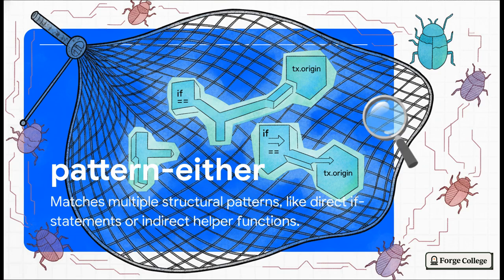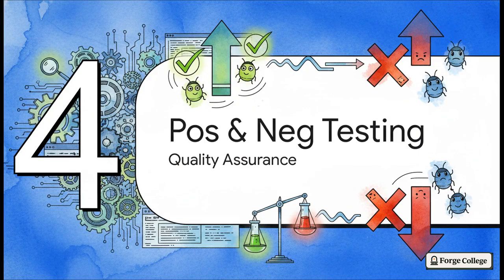We literally tell the engine, hey, trigger if you see a direct if statement checking tx.origin, or trigger if you see a function returning a Boolean derived from tx.origin. It handles that sneaky indirection beautifully. But hold on! Before we unleash this shiny new tool into a live codebase, we absolutely have to calibrate it. That brings us to Section 4, positive and negative testing.